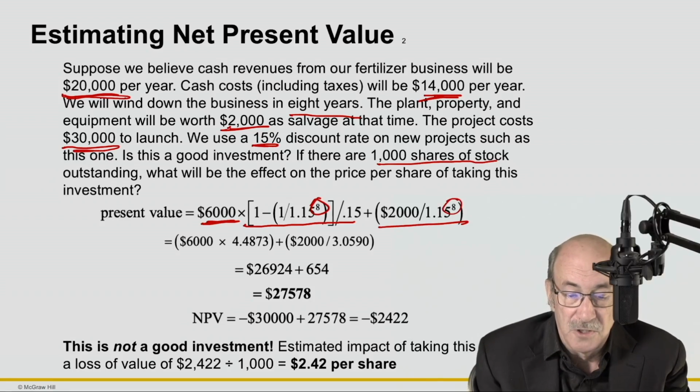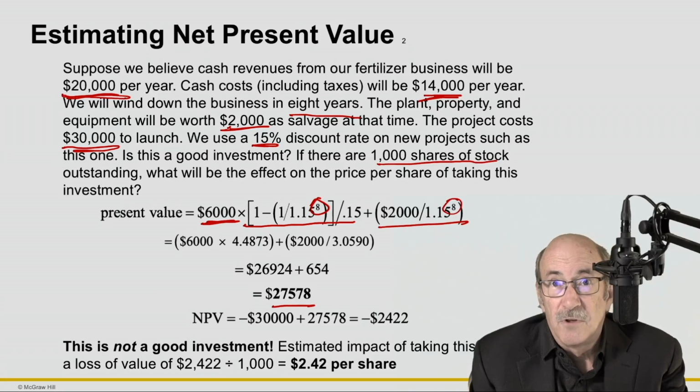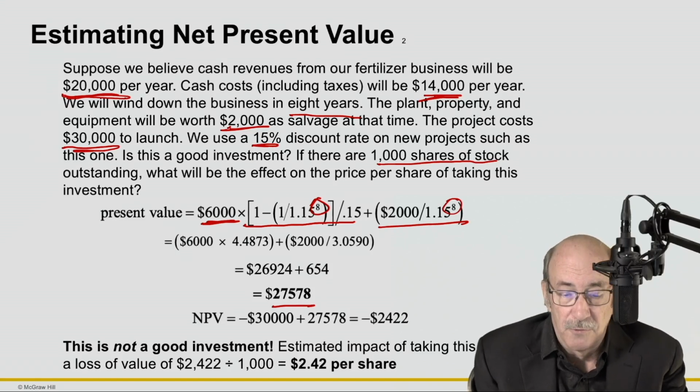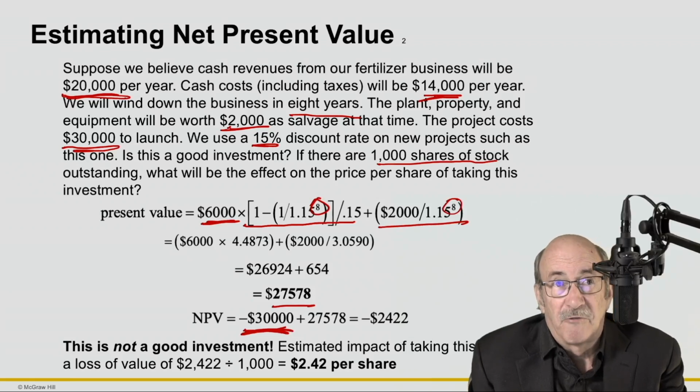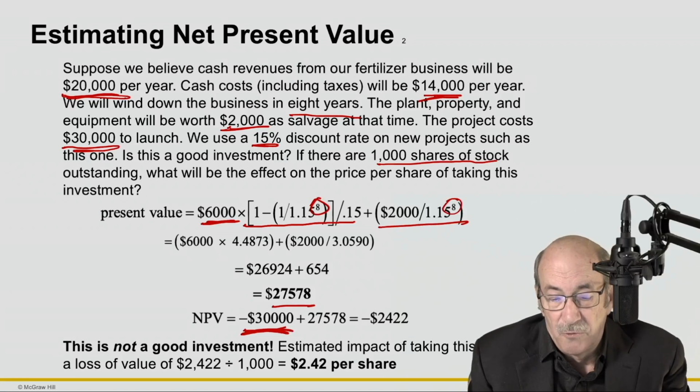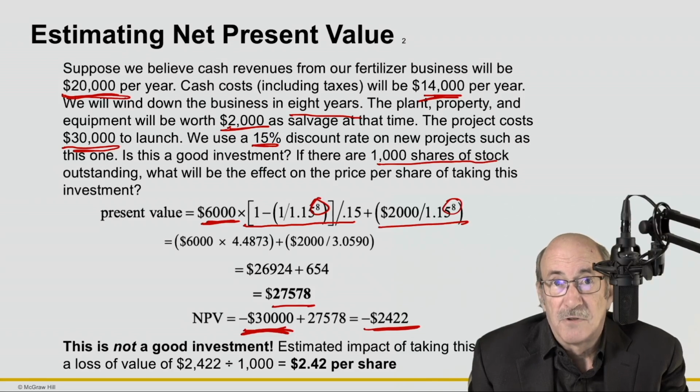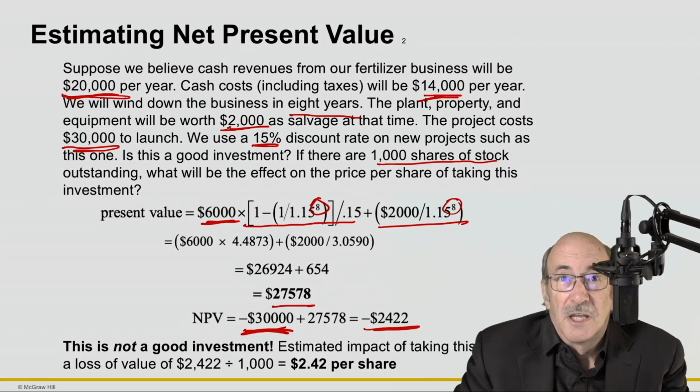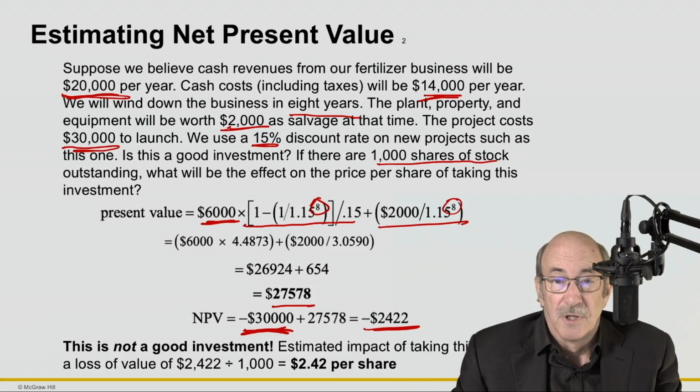So when we actually do that math, we come up with a present value of those future cash flows of $27,578. Now, when we subtract the cost of the project, the $30,000 upfront that we pay for this, we find that we end up with a negative $2,422 in net present value.